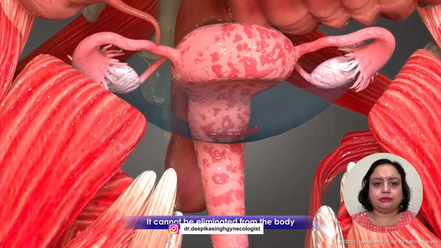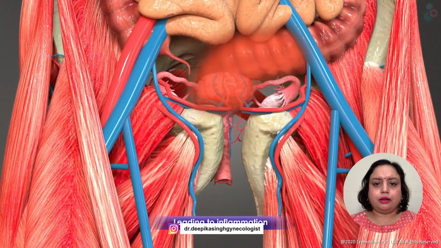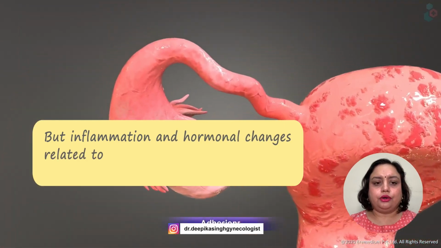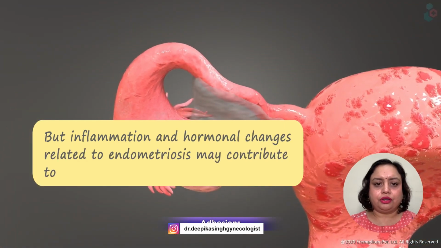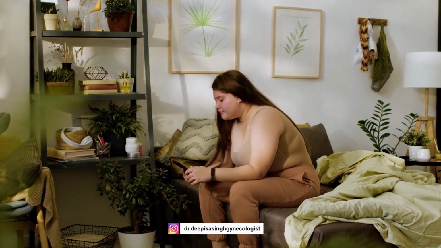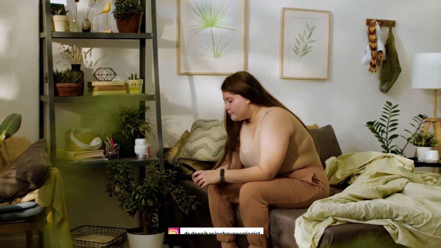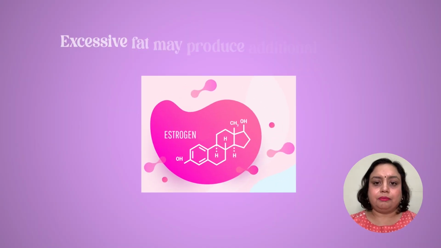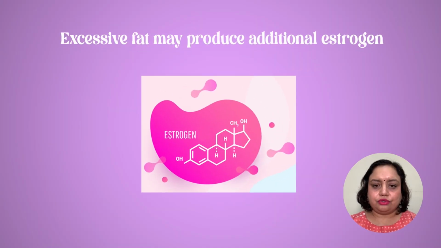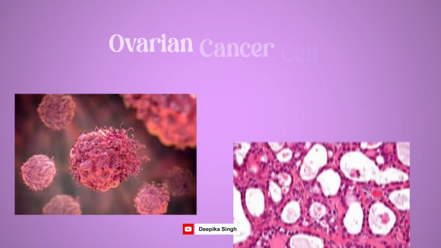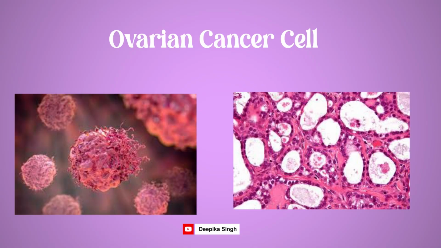The exact connection between endometriosis and ovarian cancer is not fully understood, but inflammation and hormonal changes related to endometriosis may contribute to the development of cancer. Obesity has been linked to an increased risk of various cancers, including ovarian cancer. Excess fat may produce additional estrogen, which can promote the growth of hormone-sensitive ovarian cancer cells.